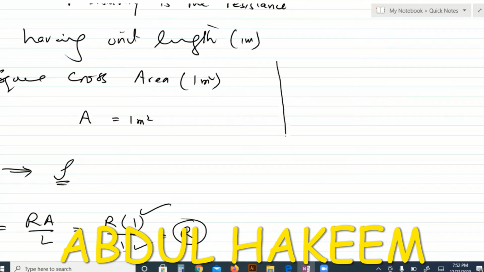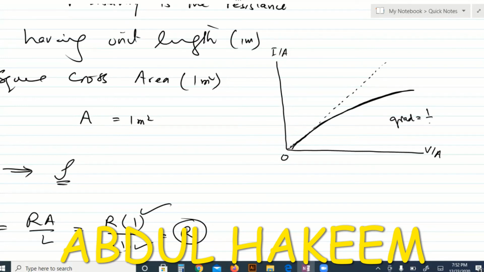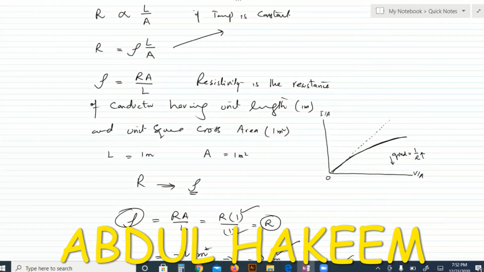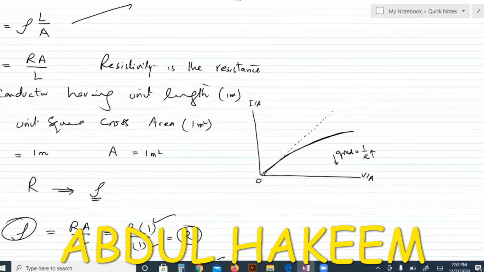Okay, if the graph is plotted with current on the y-axis and voltage on the x-axis, when the wire is assumed to be an ohmic conductor, meaning the temperature is constant, then it's a straight line passing through the origin. But practically, when current passes through the wire, it heats up according to the formula I squared RT. So its resistance increases. So the graph will be like this, meaning the gradient is decreasing, because the gradient is equal to 1 over resistance. When the gradient is decreasing, the resistance is increasing. So these two graphs are reciprocal to each other. Here the voltage is on the y-axis, and here the current is on the y-axis.